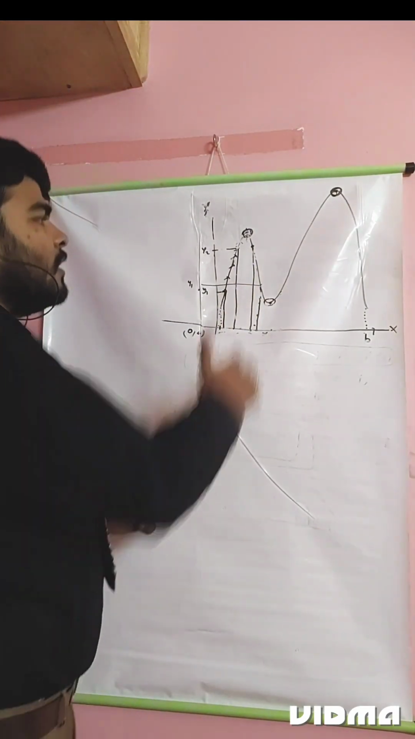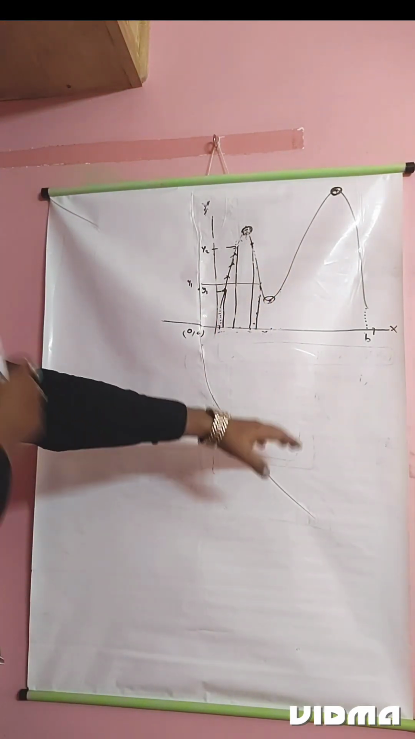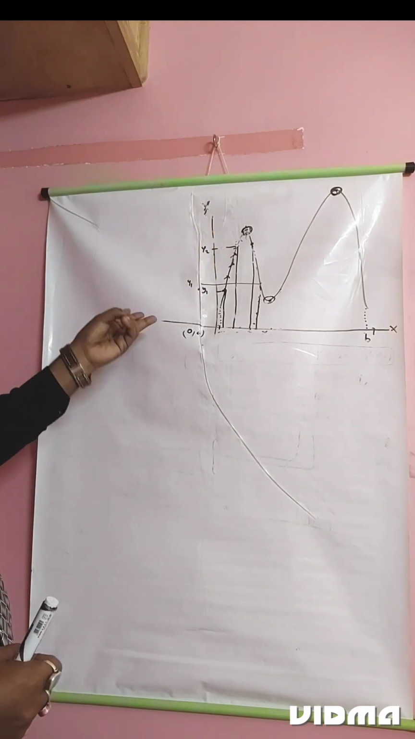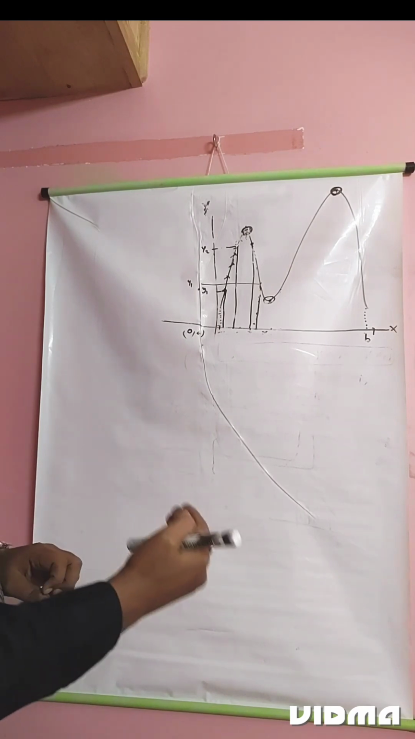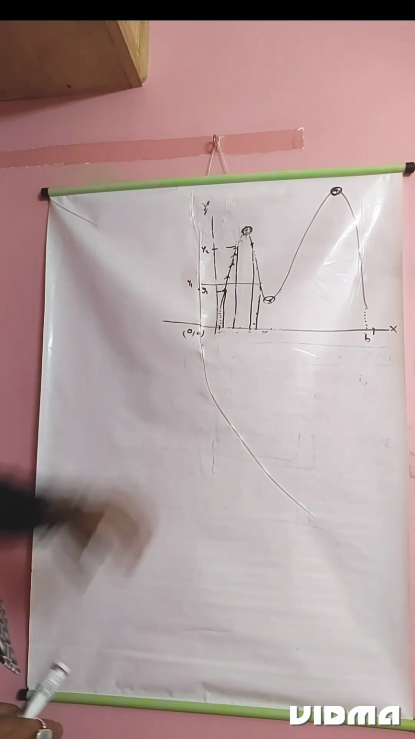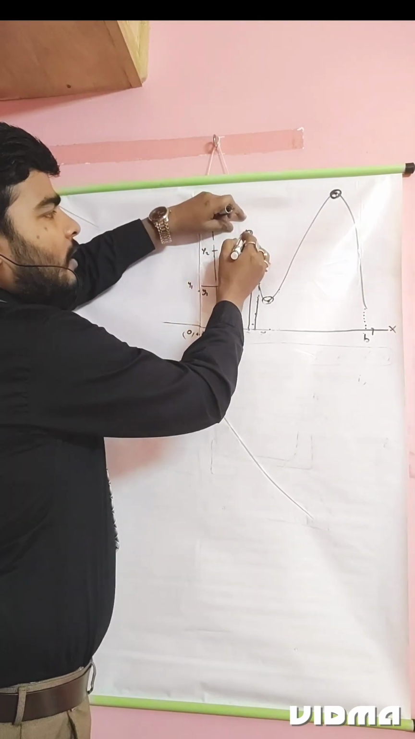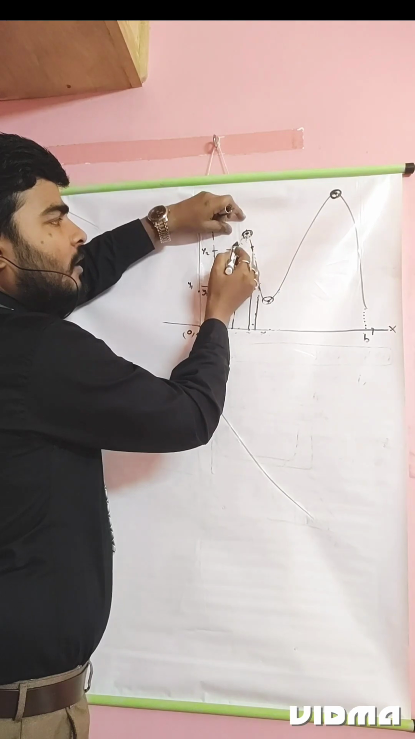So as we discussed, the critical points are the points where the curves change their nature. So we can also see that at this critical point the function attains a value which is maximum or minimum in comparison to its neighborhood points. Here at this point the value of the curve is maximum compared to its neighborhood points.